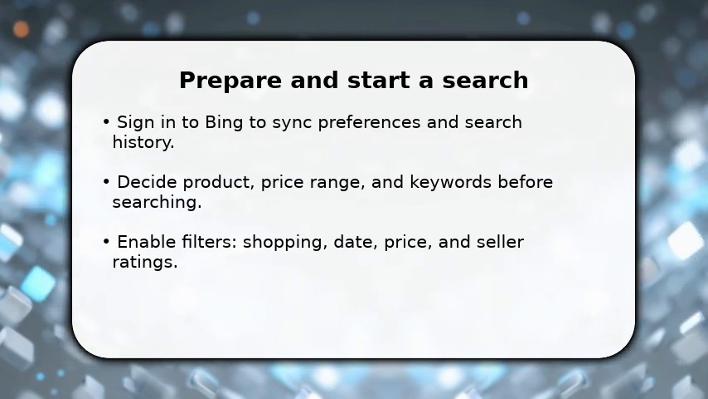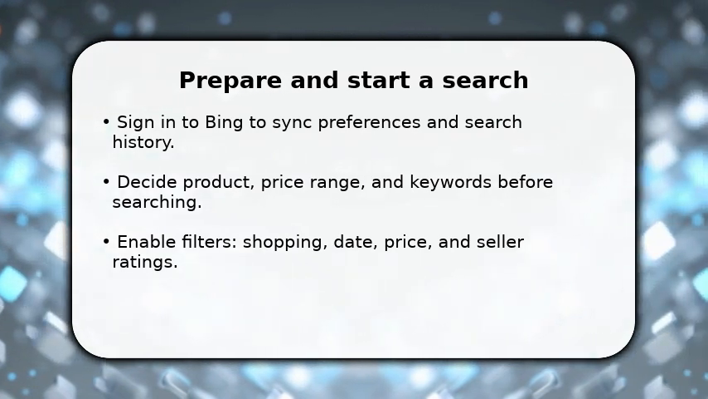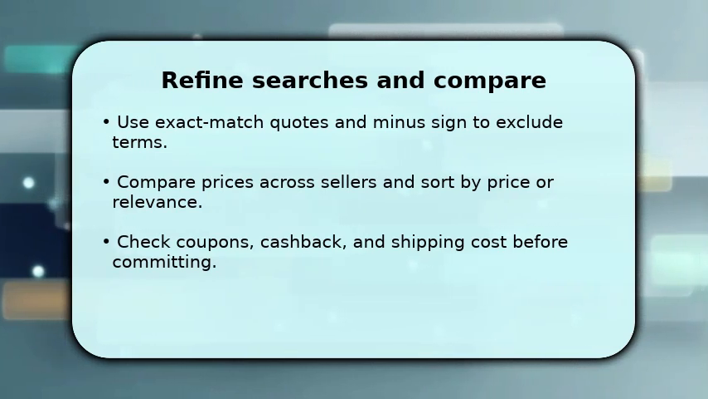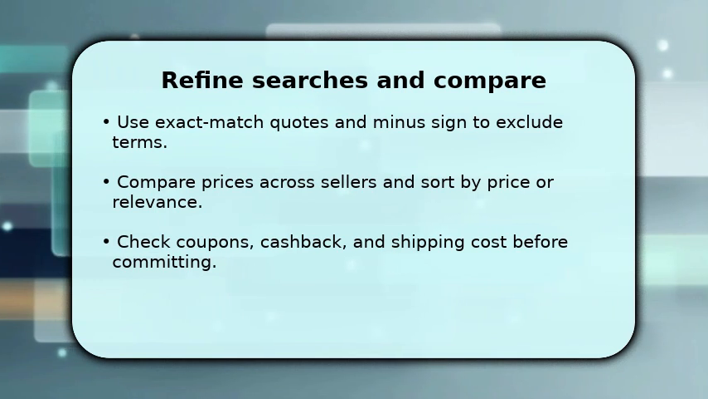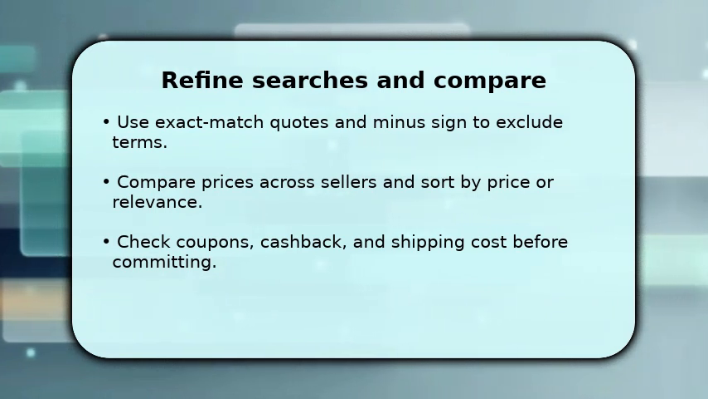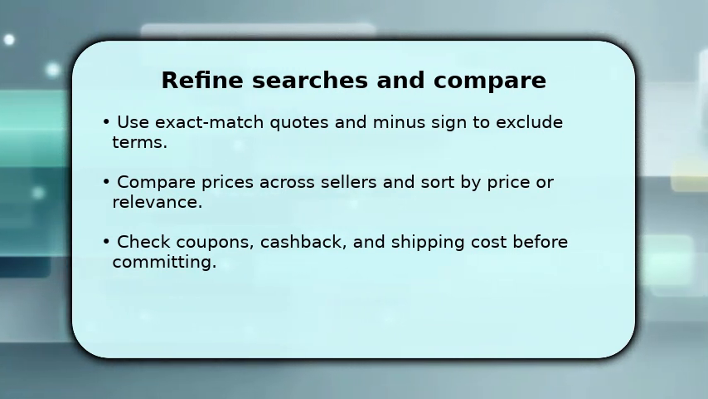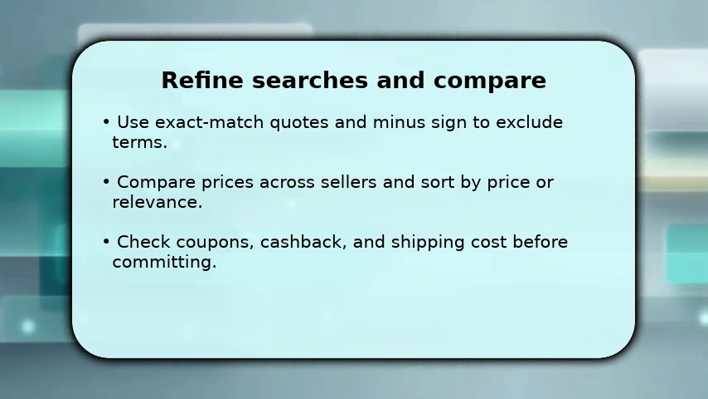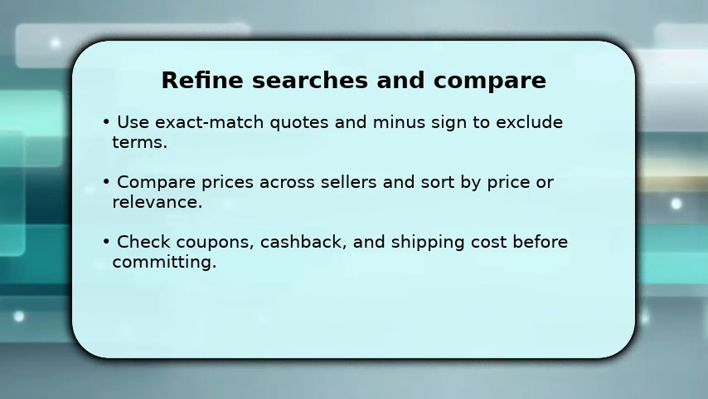You refine results with quotes for exact phrases and a minus sign to remove unwanted terms. This reduces irrelevant hits. Then sort by price or relevance and open multiple seller pages to compare total cost, including shipping and taxes, because headline price can be misleading. Make sure to scan coupon sections, cashback offers, and bundle discounts, since these convert a borderline price into a clear deal. If several sellers match, prioritize higher ratings.